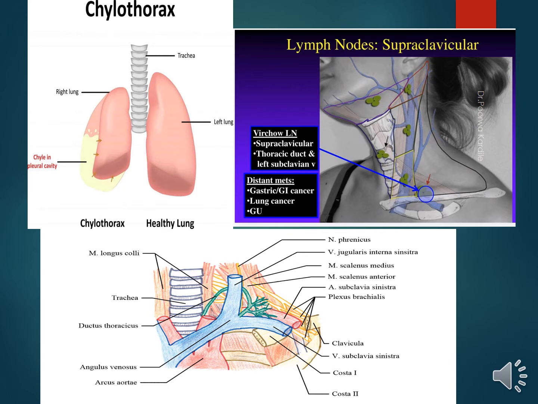It is also known as signal lymph node, and it can be one of the earliest signs of intra-abdominal malignancy, usually gastric carcinoma. So there is migration of tumor emboli through thoracic duct, and this supraclavicular or Virchow's node is located in venous angle at the junction of left subclavian vein and thoracic duct.